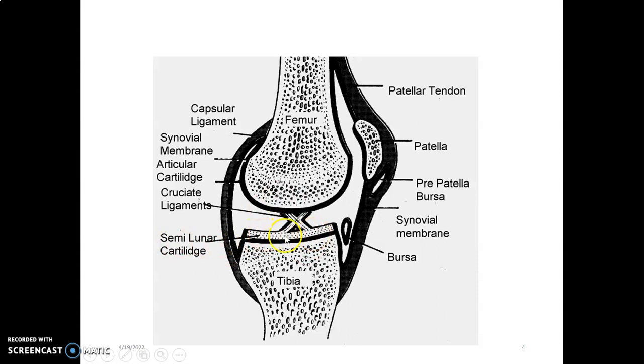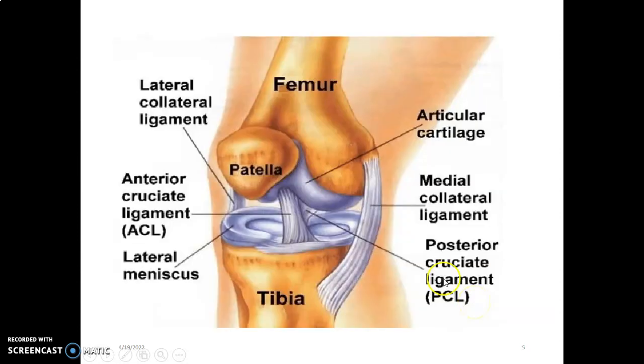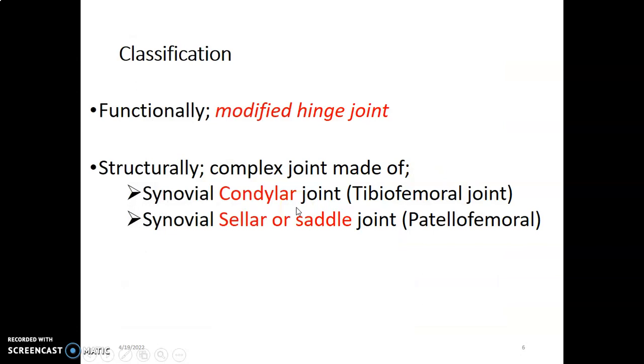The semilunar cartilages are the menisci. These are the cruciate ligaments, which are intracapsular but extrasynovial, within the capsule but outside the synovium. So the patella articulates with the patellar surface of the femur, then the medial condyle of the femur with the medial condyle of the tibia, then the lateral condyle of the tibia with the lateral condyle of the femur. So those are the articulating surfaces. And then you have your menisci here, you have your cruciate ligaments and your collateral ligaments. The collateral ligaments, medial and lateral, are extracapsular, while the cruciate ligaments are intracapsular but extrasynovial. So you have an anterior cruciate and posterior cruciate ligament.